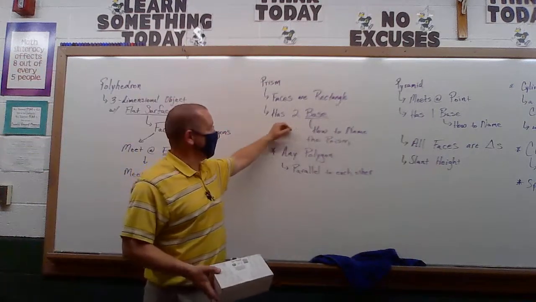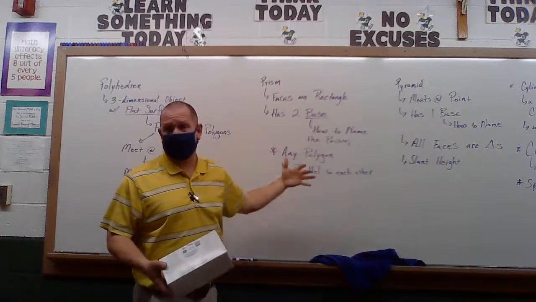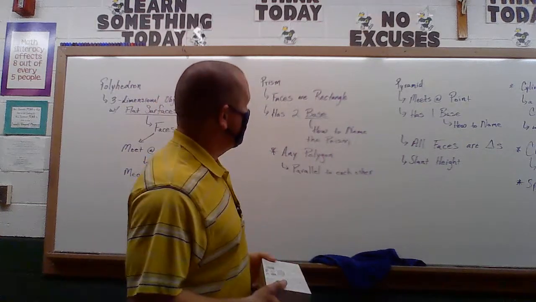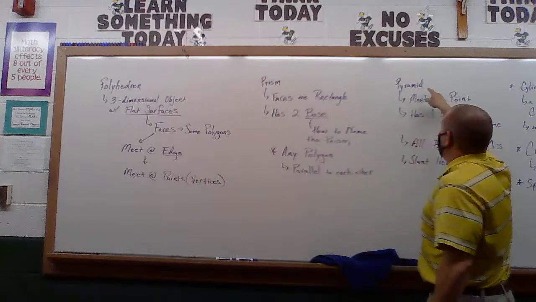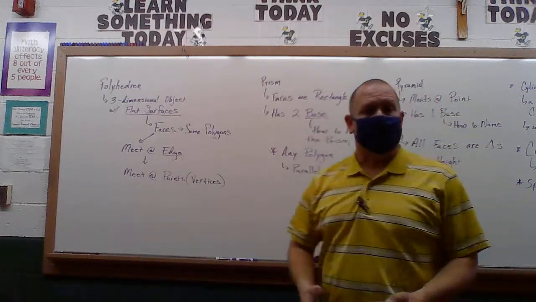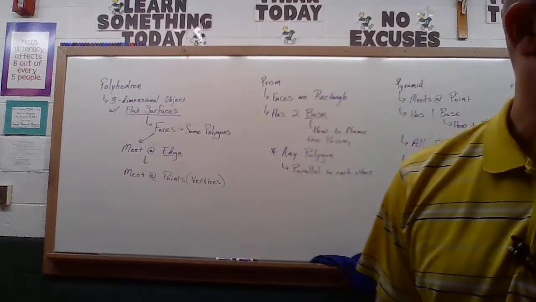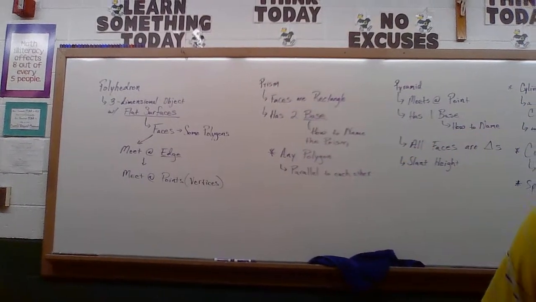We will get more in depth in this. Okay? This is just kind of like a brief introduction. From there, then, we go on to a pyramid, and what's the biggest difference between a prism and a pyramid? They all meet at one point, okay? What else?